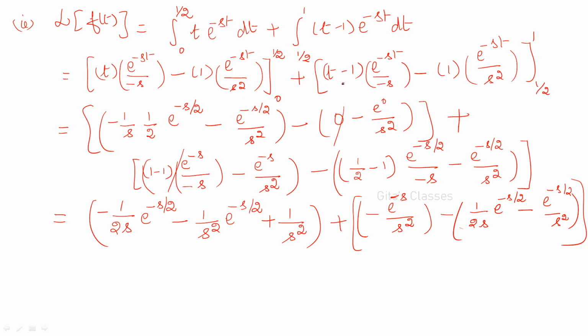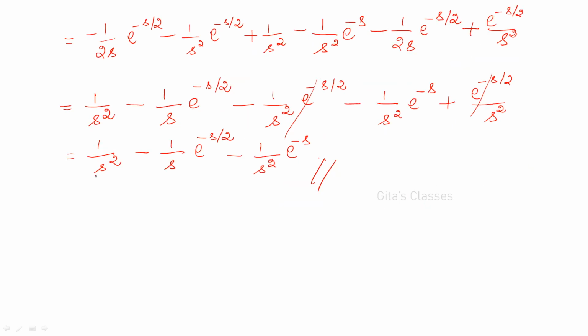In the same way, (t minus 1) into e power minus st by minus s, and minus of differentiating this with respect to t, we will get 1 and e power minus st by s squared. Now we have to apply the limits. The first one is 0 to 1 by 2 and the second is 1 by 2 to 1. So if you apply the limits and simplify, you will be getting 1 by s squared minus 1 by s minus 1 by s into e power minus s by 2 and minus 1 by s squared into e power minus s. This is the answer.